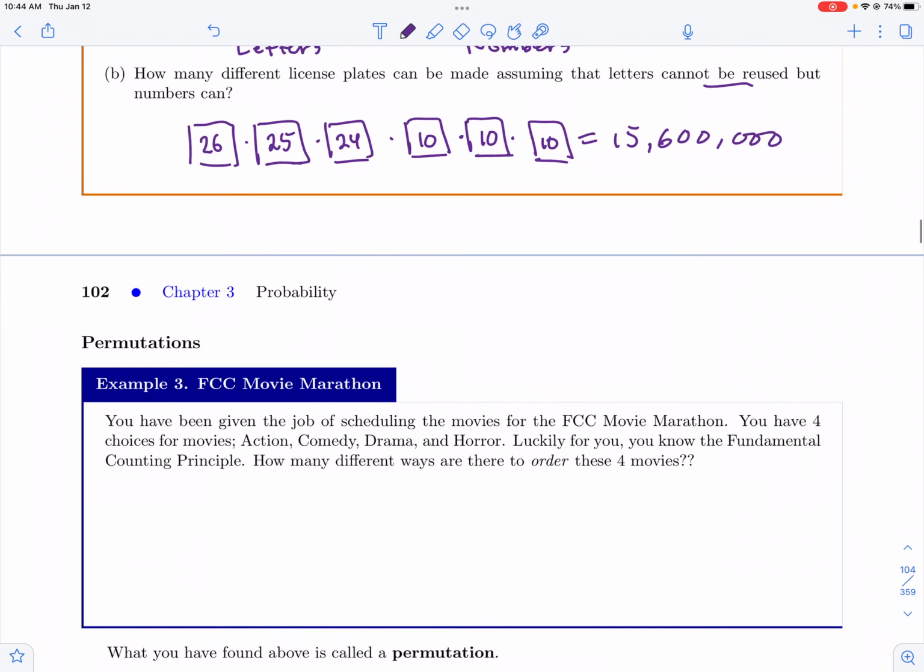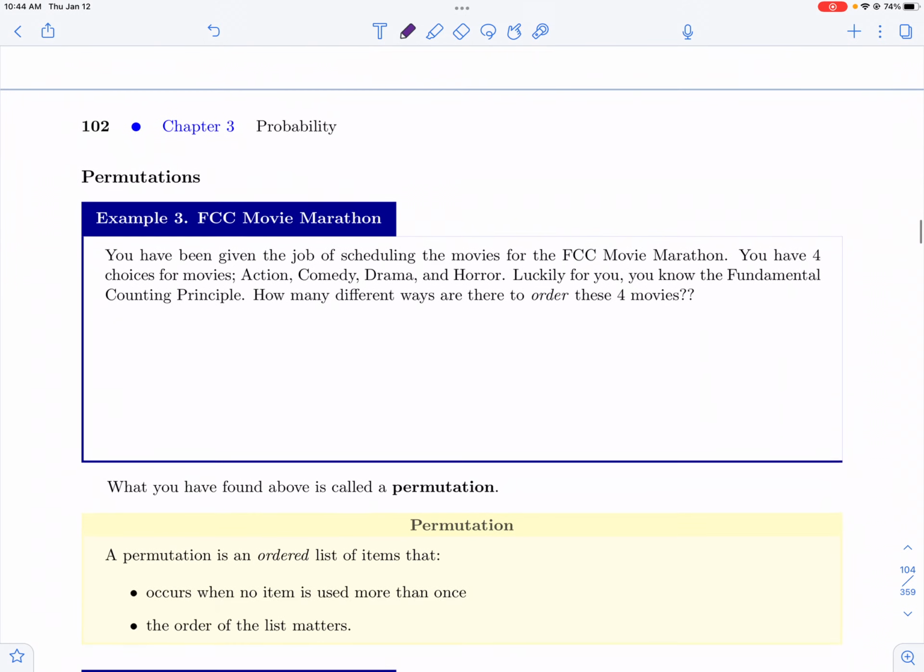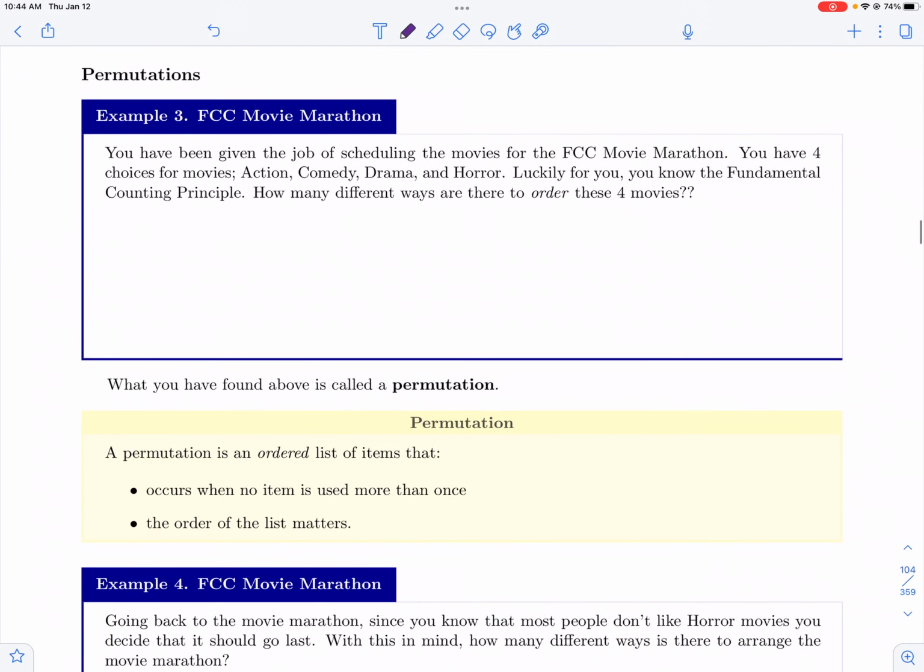So part B was really what we're going to be covering in this next section, which is a permutation. Let's come back and talk about permutations, since this was a good segue into it. We've been given the job of scheduling the movies for the FCC Movie Marathon. We have 4 choices for movies: action, comedy, drama, and horror. Luckily for us, we know the fundamental counting principle. How many different ways are there to order these 4 movies?